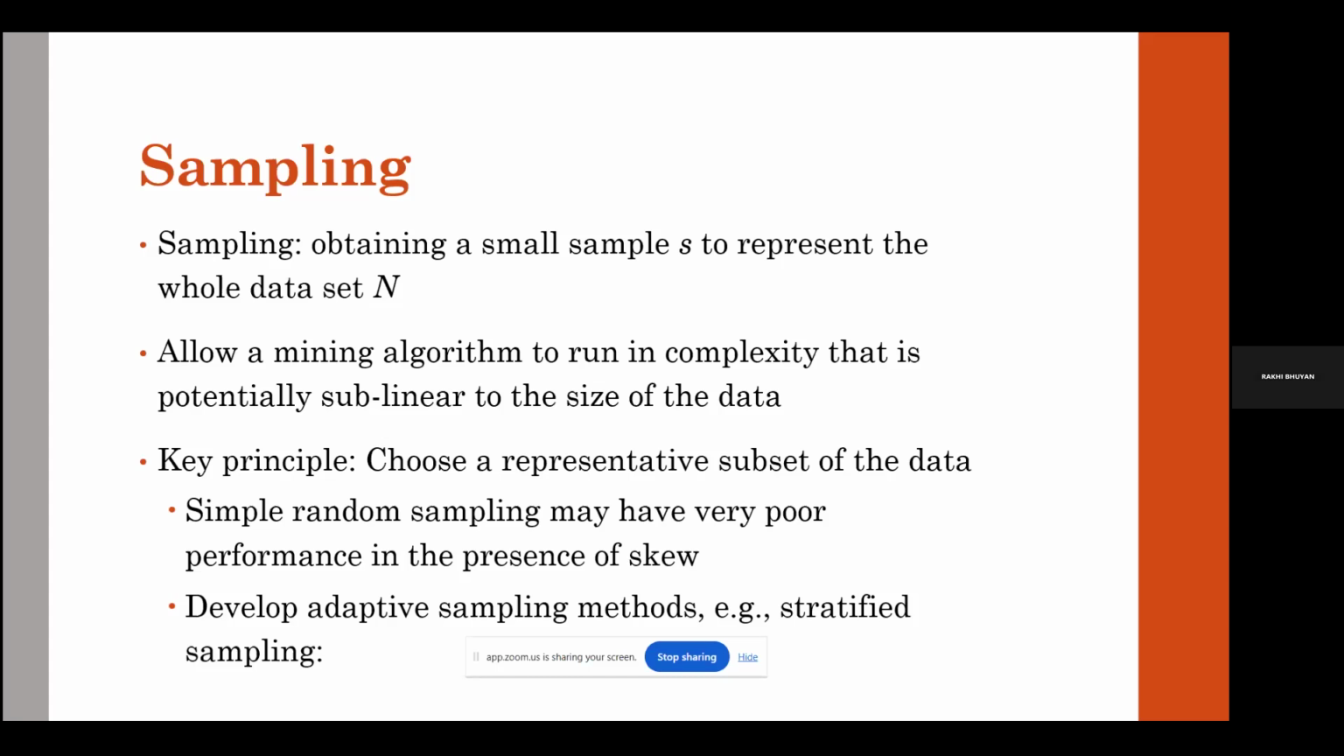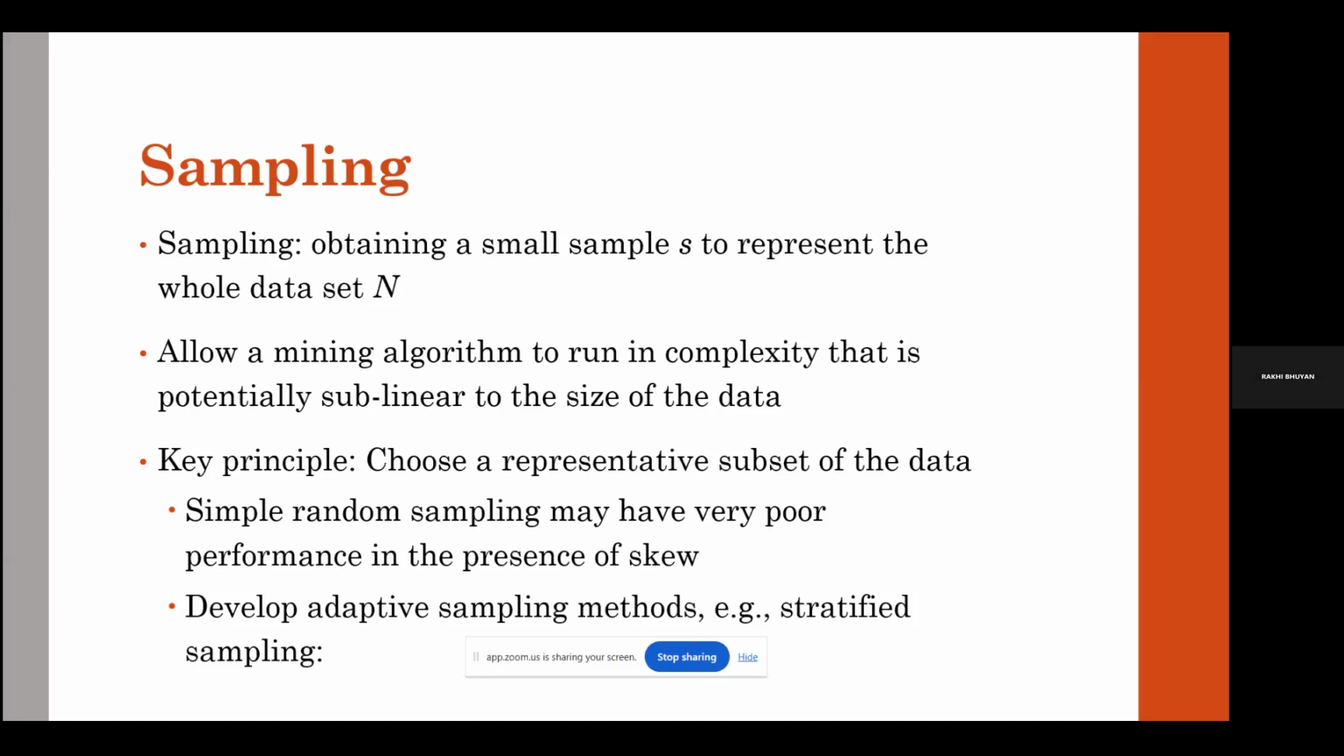And in sampling with replacement, the item goes back in the pool. It could be picked again and again. Sampling with replacement means it could be picked again and again, and sampling without replacement means it is picked only once. And then stratified sampling.